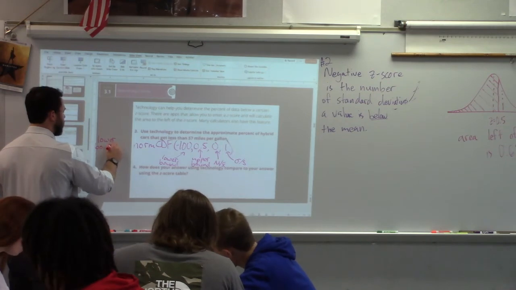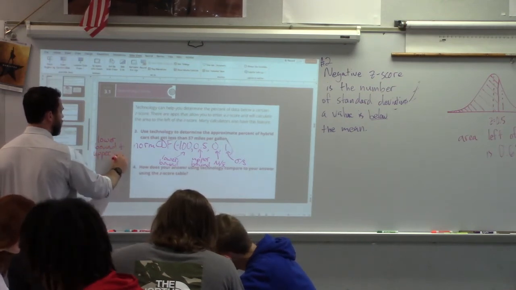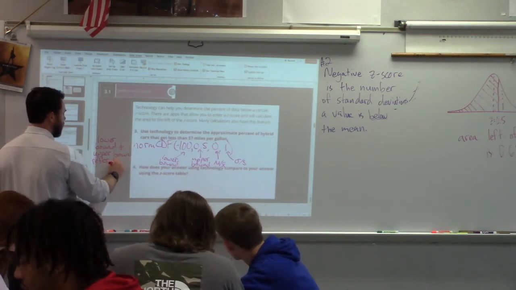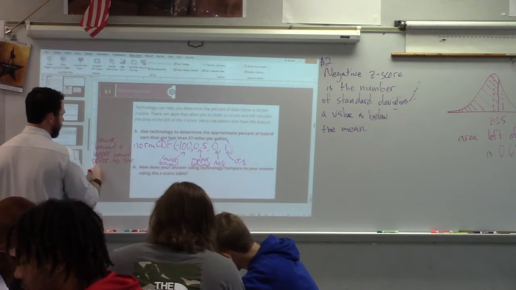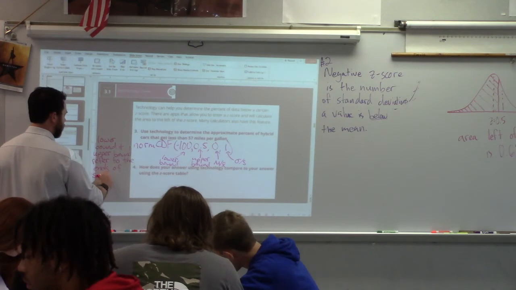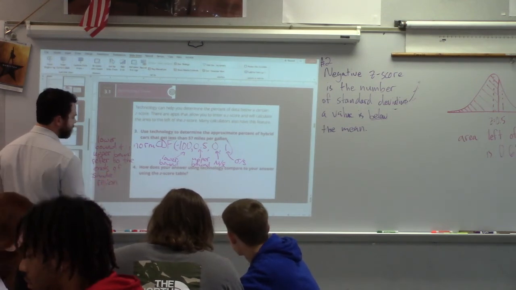So lower bound and upper bound refer to the ends of the shaded region. Okay.